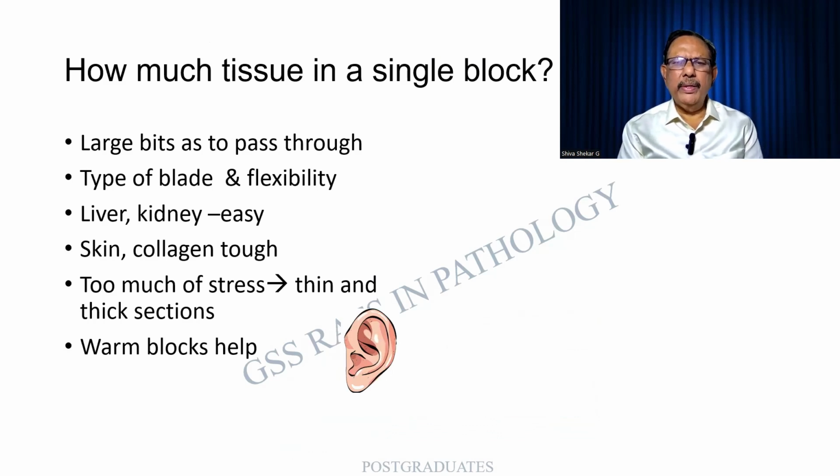How much tissue can be there in a single block? Large bits are there, so much so that they will have to pass through the knife. It depends on the blade and on the flexibility. Liver and kidney are all easy tissues, whereas skin and collagen are tough. When there is too much stress, there can be alternate thin and thick sections, which are not good. And warming can help us to warm the block itself.